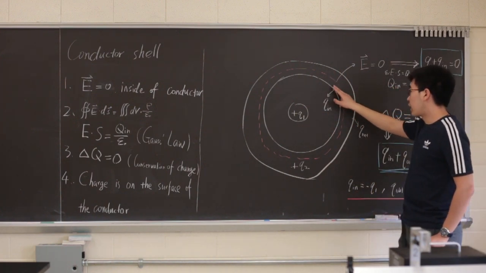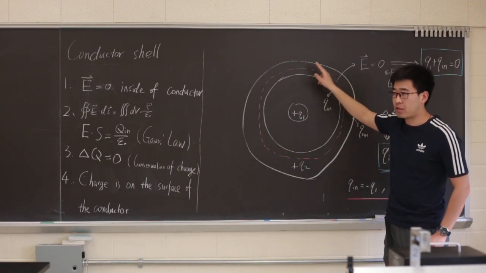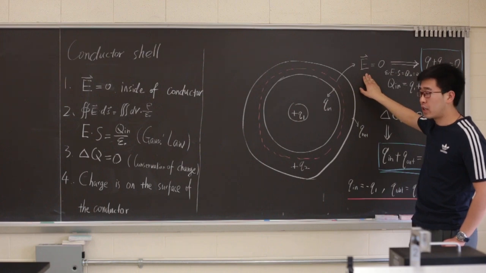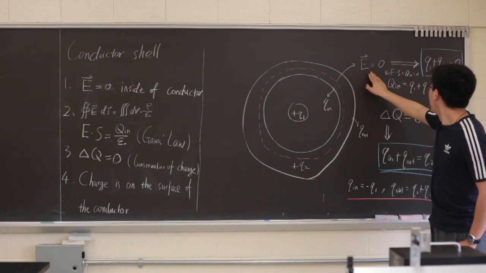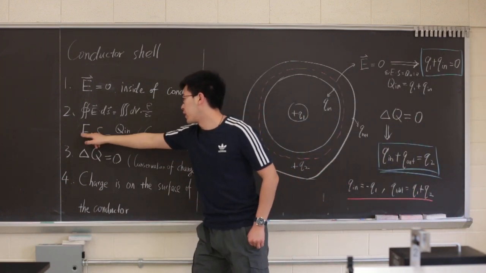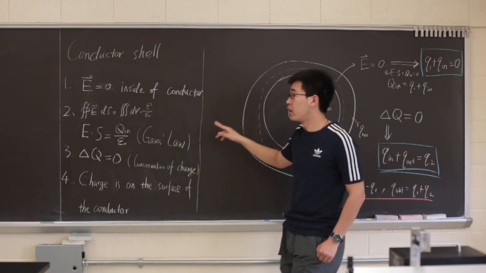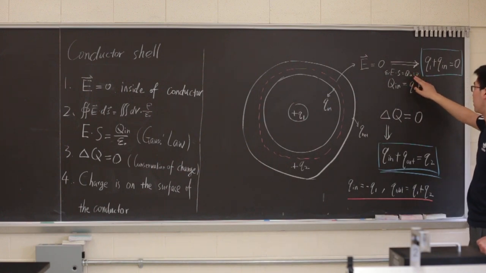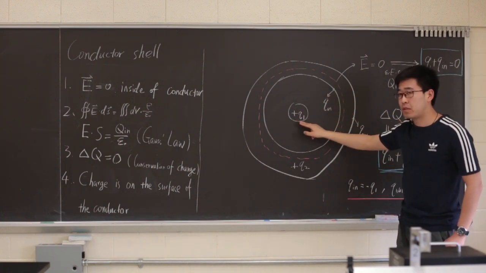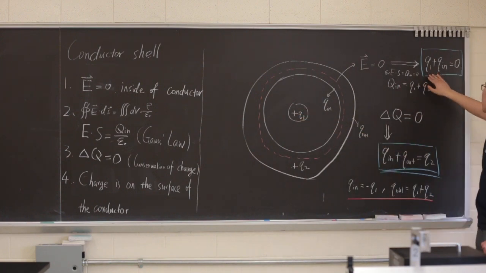If we take a Gauss surface here, inside of the metal, we know that the electric field is supposed to be 0. So from Gauss's law, if that is 0, then the Q within is 0. Q within is Q_in plus Q1, so Q_in plus Q1 is 0.